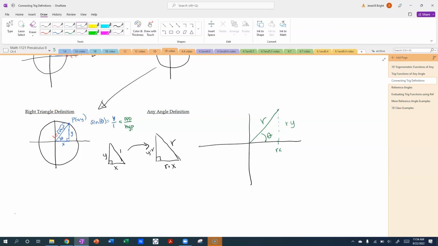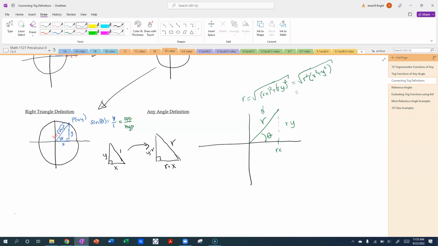And if we needed to verify that this is indeed R, we would still do the Pythagorean theorem. So R would equal the square root of Rx squared plus Ry squared. And then carrying the algebra through, we'd have the square root of r squared, if we factored it out, times x squared plus y squared.